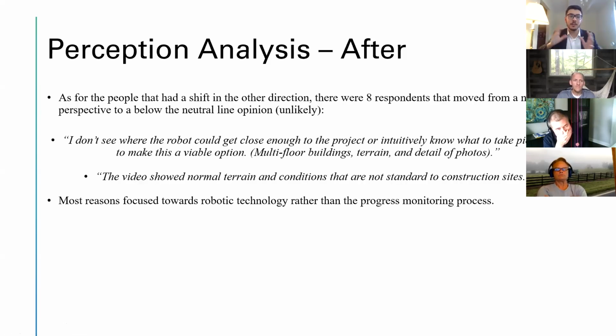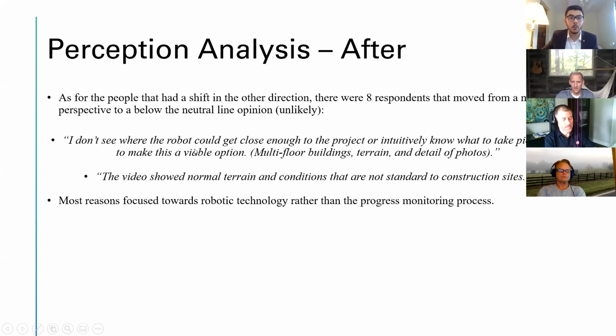For the people on the other side who had a shift in the other direction, there are 8 respondents that moved from a neutral perspective to below the line unlikely perspective. There was no one that moved from the likely to the unlikely perspective. So these people that moved from neutral and they were like, no, we don't want to do this after watching the video, these are some of the reasons that they mentioned.